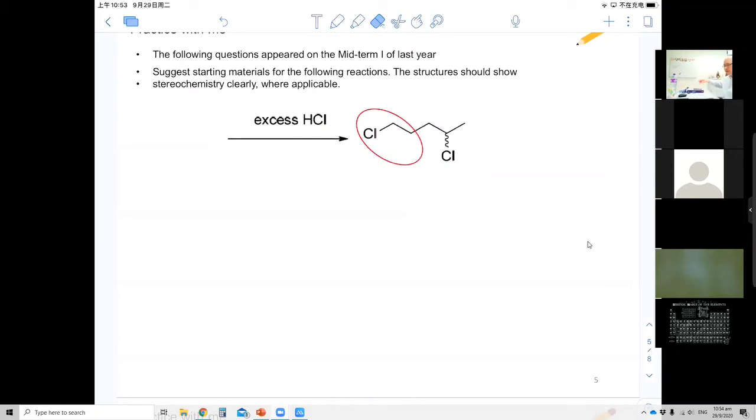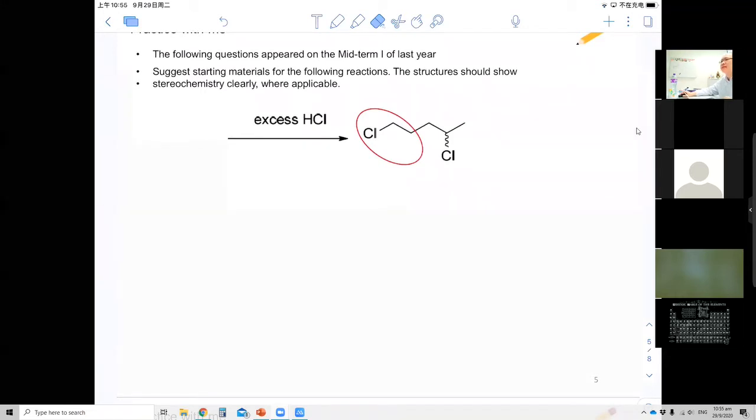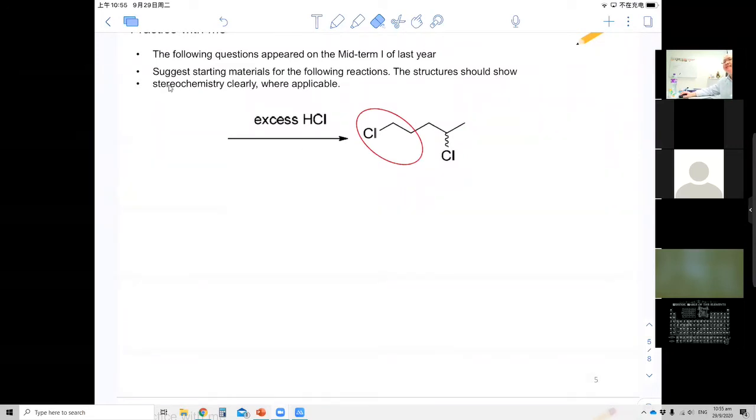All right, so did you figure it out? Oh, you don't need to show the steps. For questions like this, if I just say suggest the starting material for the following reaction, just give me the starting material, and you don't need to give me the process of how you got it. I'm showing you the process just to help you solve the problems. If I want you to show the mechanism or the process, I will clearly state it in the problem. All right, so let's get this one.